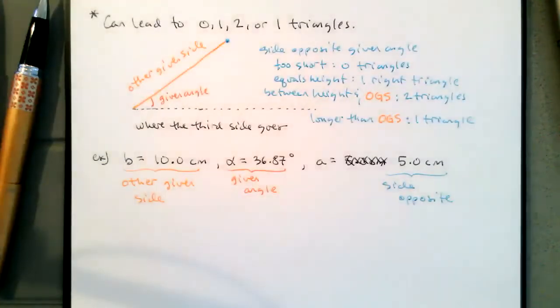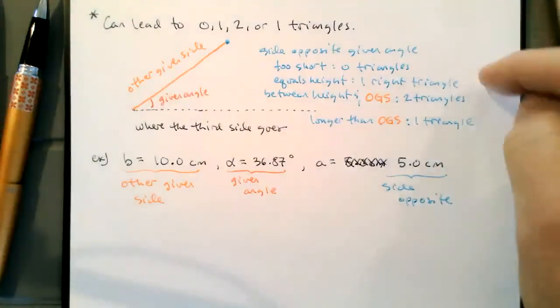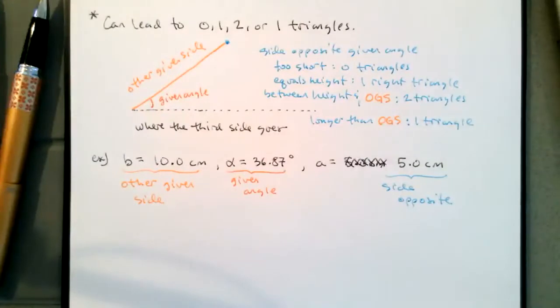We're going to use this B and alpha all day. We're going to be adjusting A because the side opposite the given angle is what determines how many triangles we're going to be looking for.